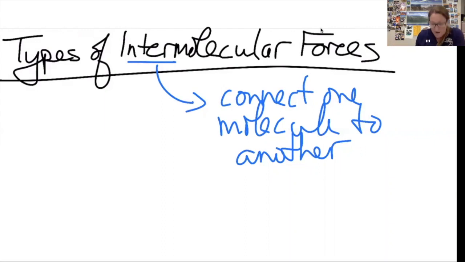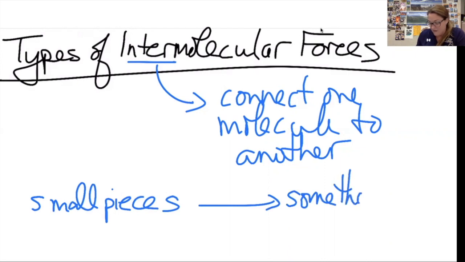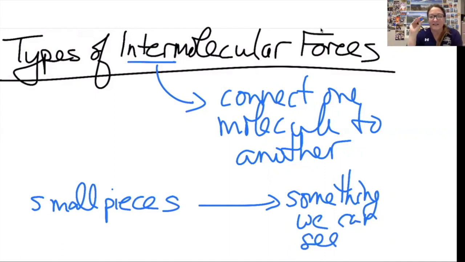So in our minds, we are viewing this as what takes the small pieces and joins them together into something we can actually see. And so when I say see, I mean literally see. So for example, this is a crystal of copper sulfate, and it's far more than just one copper and one sulfate joined together. It's a whole bunch of them joined together into something that we can physically see.